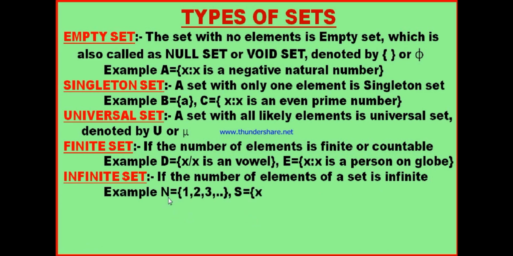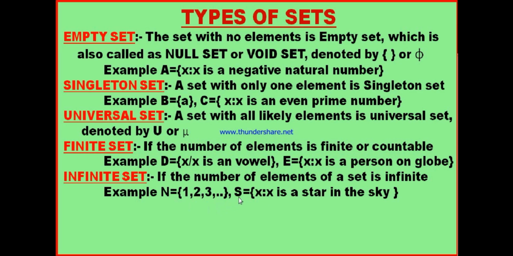Example: N, where N means natural numbers, is equal to the set {1, 2, 3, 4, and so on}. There is no end. Therefore, it is called an infinite set. How many natural numbers are there? Infinite natural numbers are there. Therefore, there are infinite elements belonging to this set. That's why it is called an infinite set.